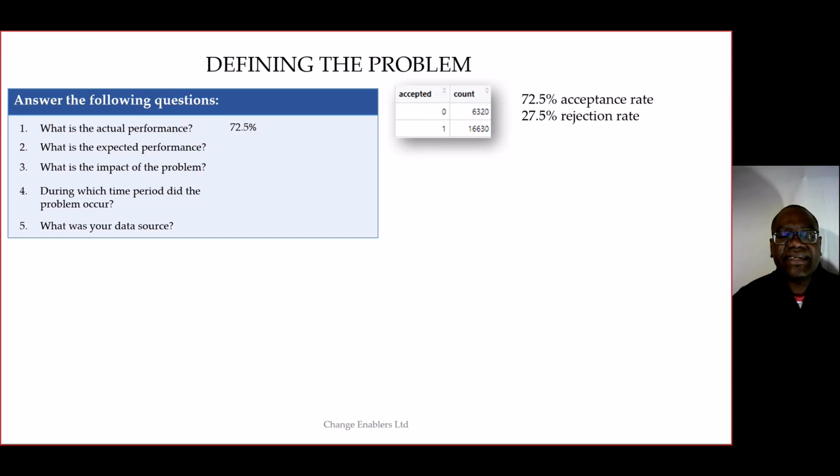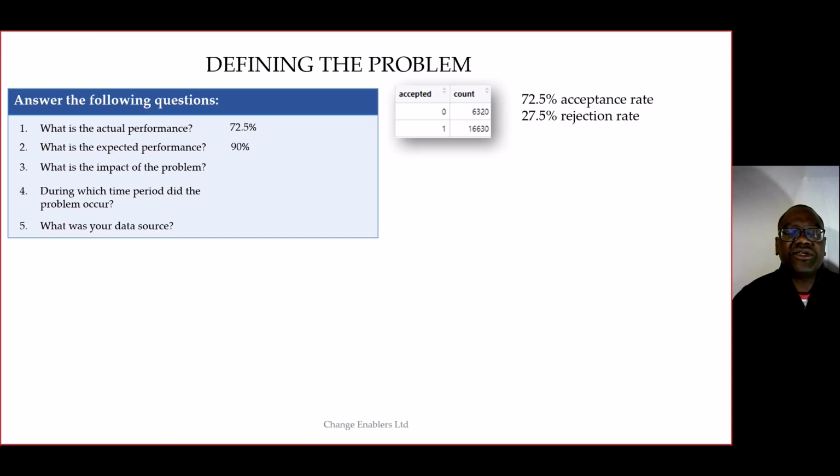Second question, what is the expected performance? Well, for your project, I'll expect you to obtain that information from your process owner or your project sponsor. However, for this process, I don't have access to the process owner, so we'll assume an expected performance of 90%. Now, that seems a reasonable target, given that the customer has gone through the trouble of putting in an application, the company has assessed the application and made them an offer. So it's not unreasonable to expect that the vast majority of customers will accept that offer.